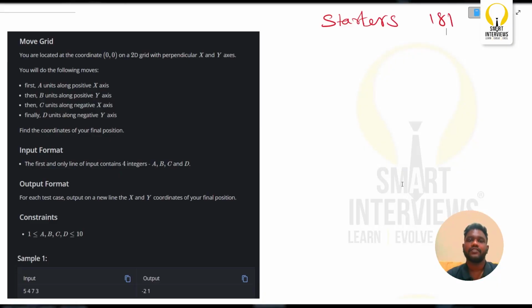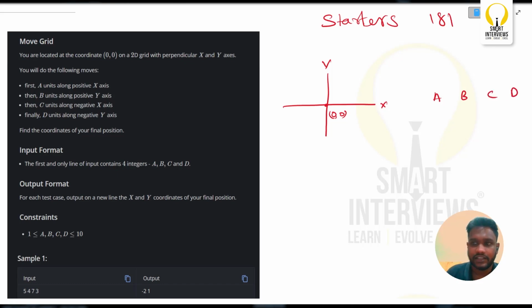Okay, when we come to the first problem, this problem is called move grid. The question is stating that we are, let's say, located at position 0 comma 0. This is our starting position in a 2D plane with x and y axis. Along with our starting position, we are given four units A, B, and C, D.